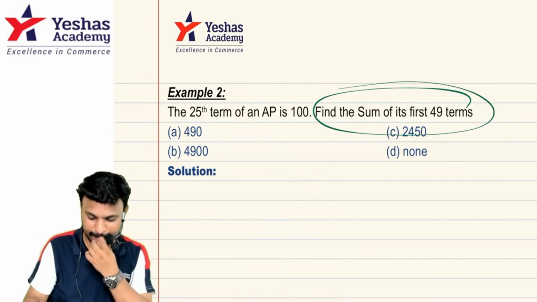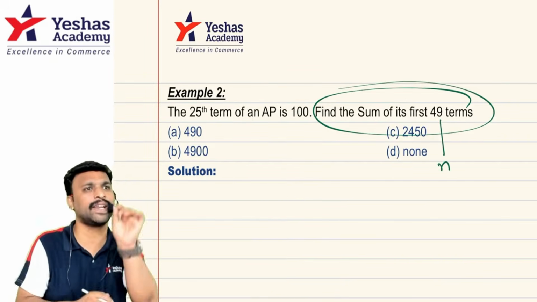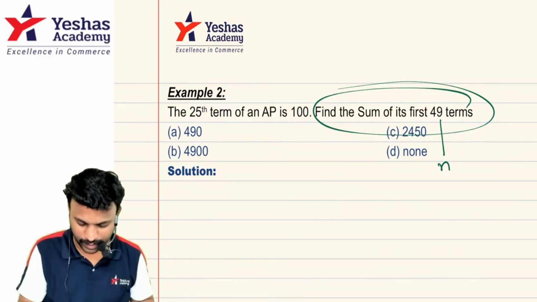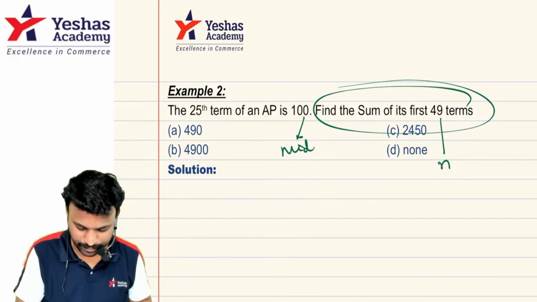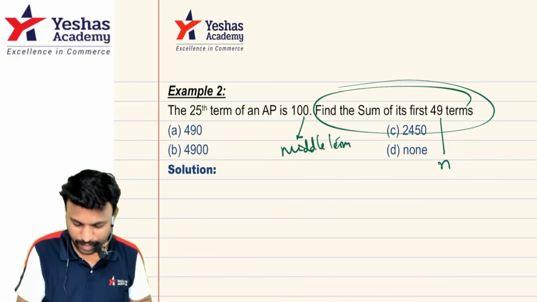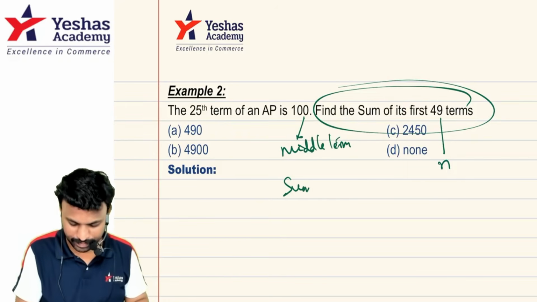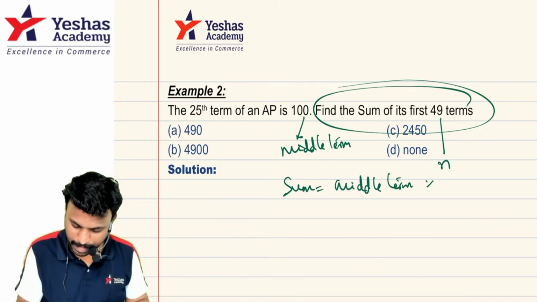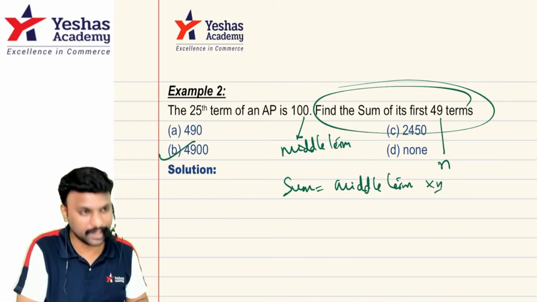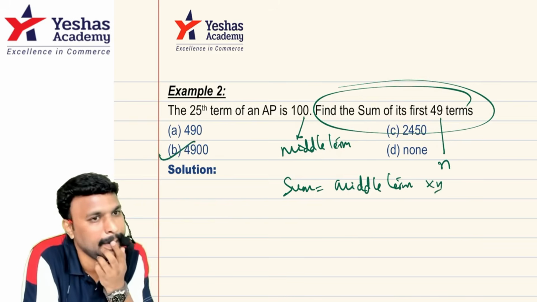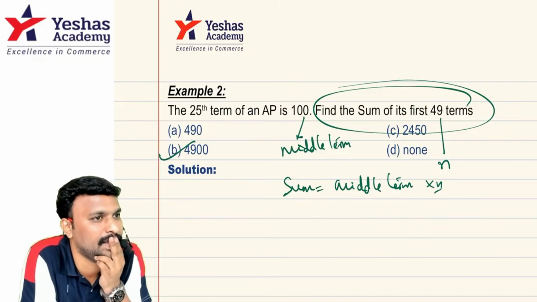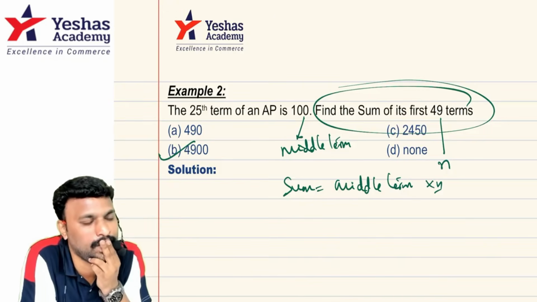Can you solve the next question? Look at how many terms there are. N is equal to 49. If there are 49 terms, what's the middle term? 25th. So clearly 100 is the middle term. So the sum is middle term into n, which is 4900. You getting it? Everybody, yes or no?